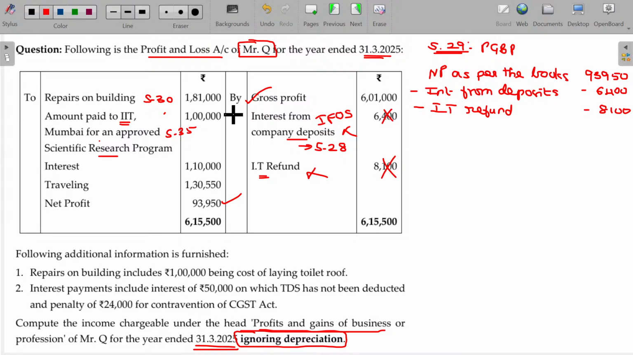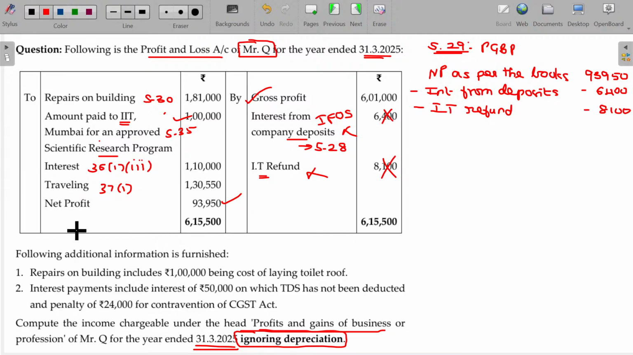Or we assume this 1 lakh is as per section 35 only. But for that too, they have to shift out of the default tax regime. If they follow the default tax regime, of course, this cannot be claimable. If they shift out of the default tax regime, the deduction is correct. No need to do adjustment. Interest can be deductible under section 36, clause 1, subclause 3. Traveling may be related to the business, revenue in nature, deductible under section 37, clause 1.